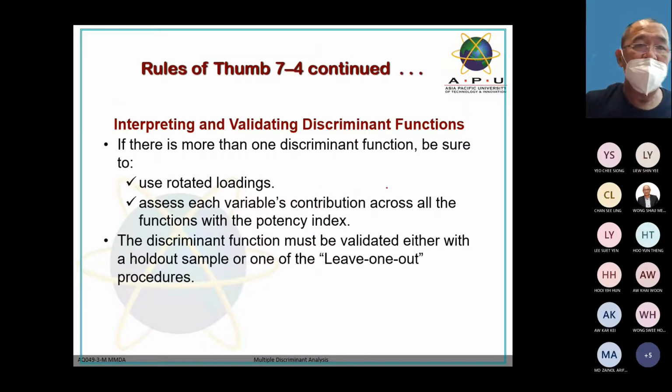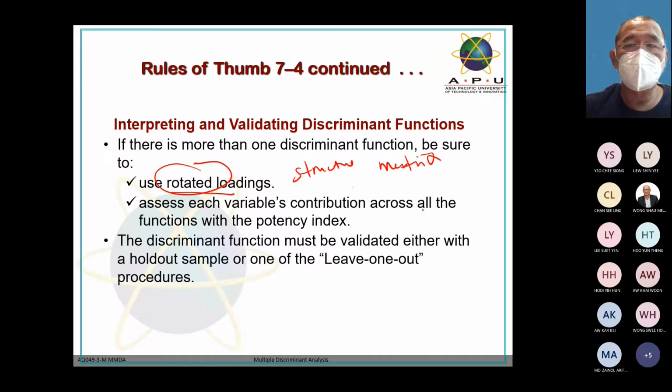Now we see, if there's more than one discriminant function, therefore we can use the rotated loading. It means actually just refer to the structure matrix. The structure matrix is already rotated. So assess each variable's contribution across all the functions, using all the functions with the potency index. Therefore this is the purpose, why we do the potency index.